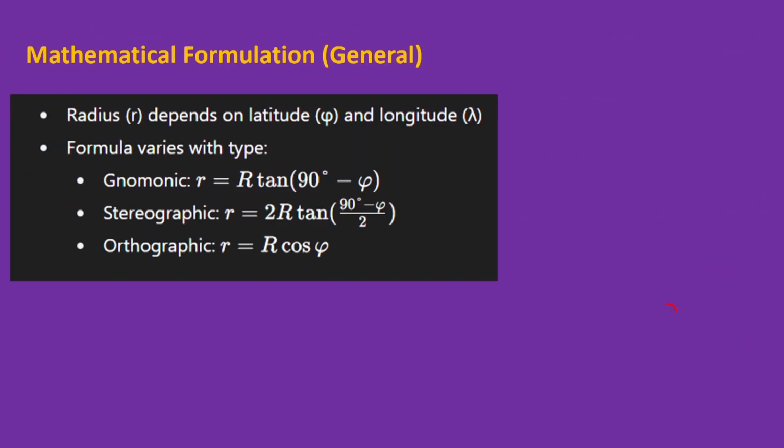This is a simple mathematical formula in general. Okay, radius r depends on latitude phi and longitude lambda for different types of projection. These are the different types of formulas which are followed. So, gnomonic projection: r = R tan(90° - phi), stereographic: r = 2R tan((90° - phi)/2), okay, orthographic: r = R cos phi.